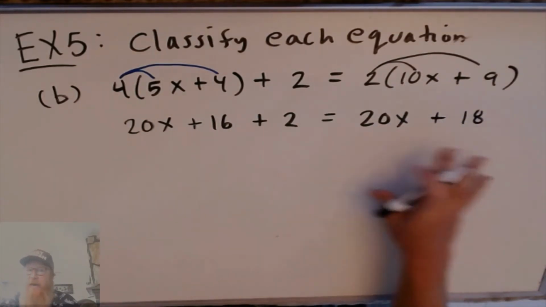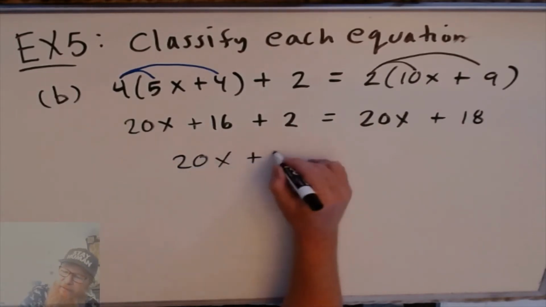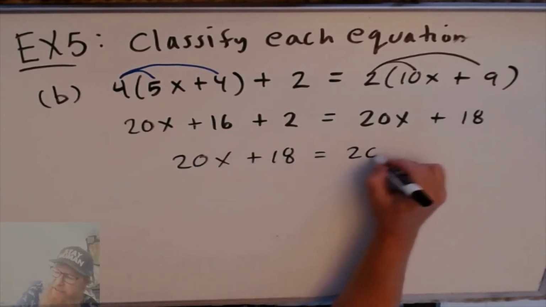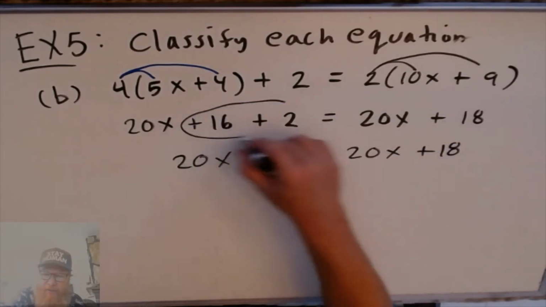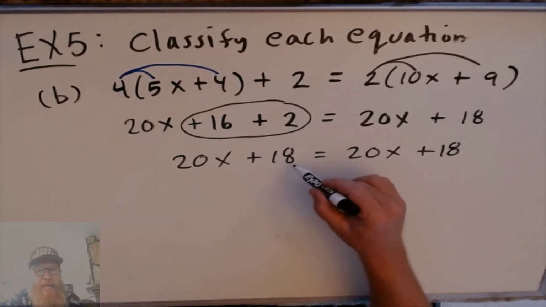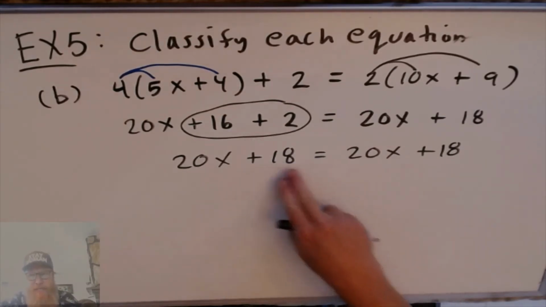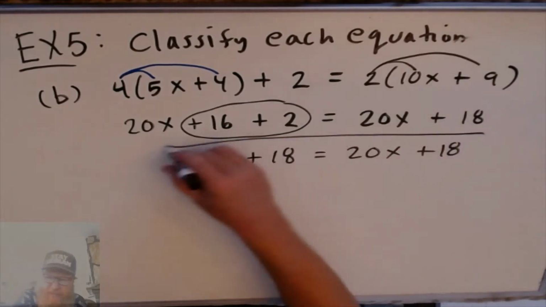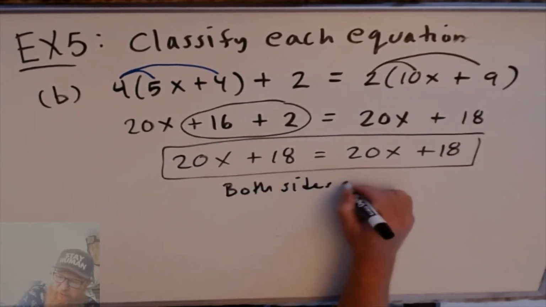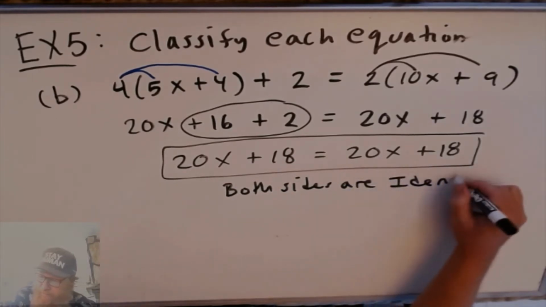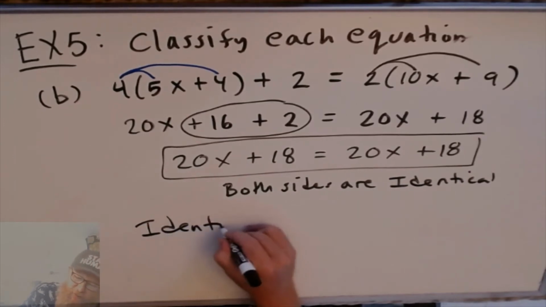Can you see it now? If not, go one more step. Take as many steps as it takes you. I bet you can see it now. Look, 16 and 2 is 18. So now we have 20x plus 18 equals 20x plus 18. Both sides are identical. So it's an identity. That's the easiest one to spot.